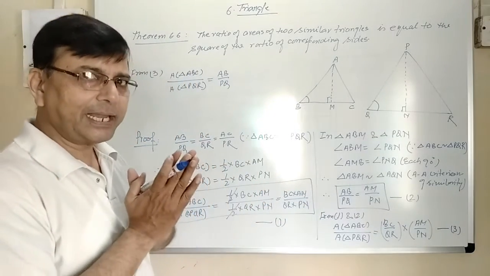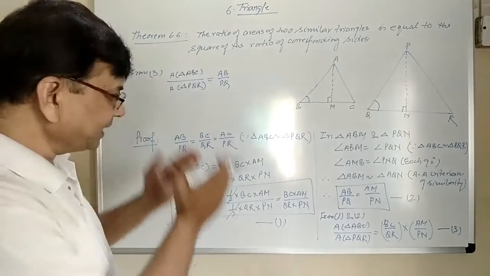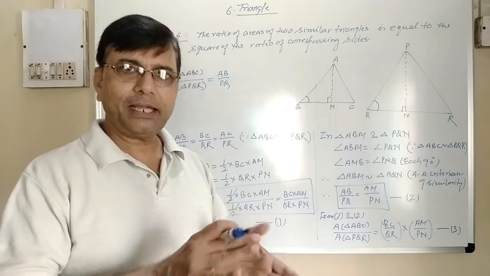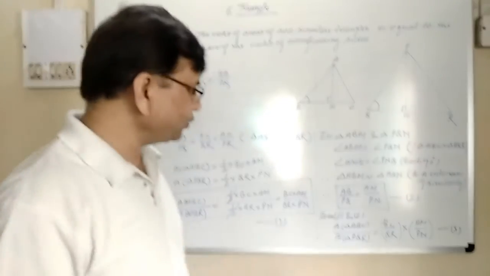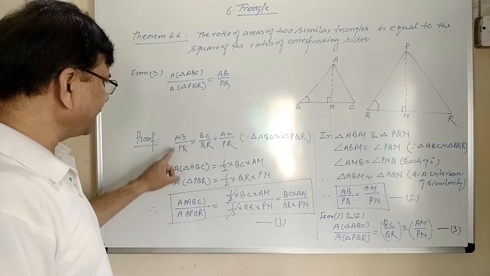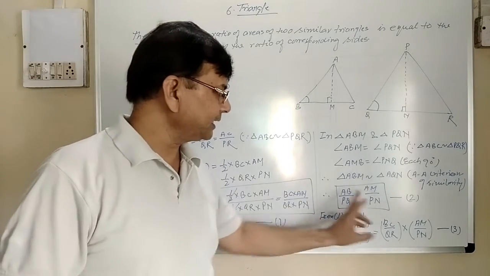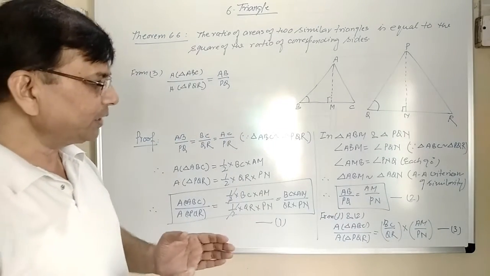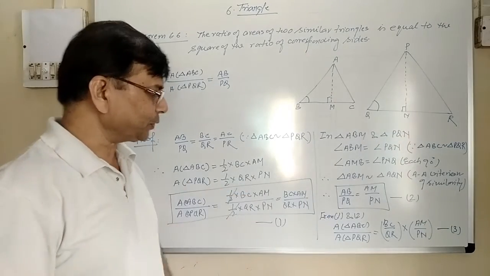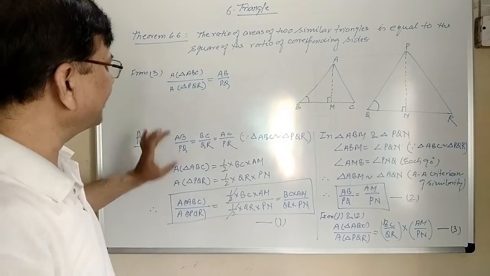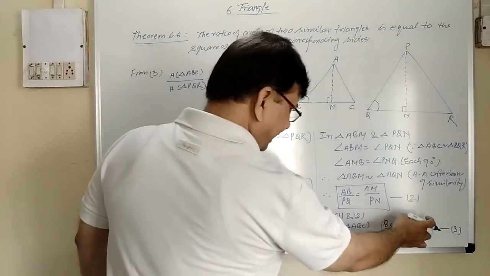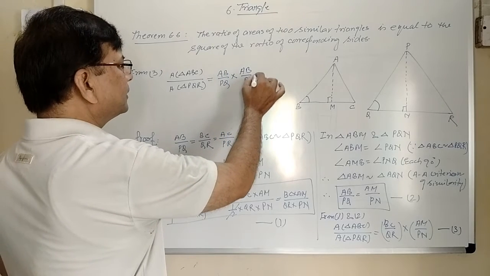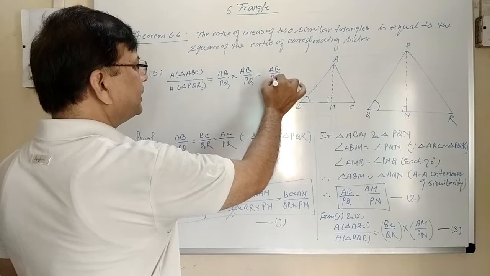We will combine all these three and we will reach the conclusion with one particular type of ratio. One type of ratio means the ratio of the corresponding sides. So BC upon QR is equal to AB upon PQ and AM upon PN is equal to AB upon PQ. Means both these ratios are equal to the same ratio, that is AB upon PQ. So instead of BC upon QR we will write AB upon PQ, and AM upon PN is equal to AB upon PQ. That is equal to (AB upon PQ) whole square.